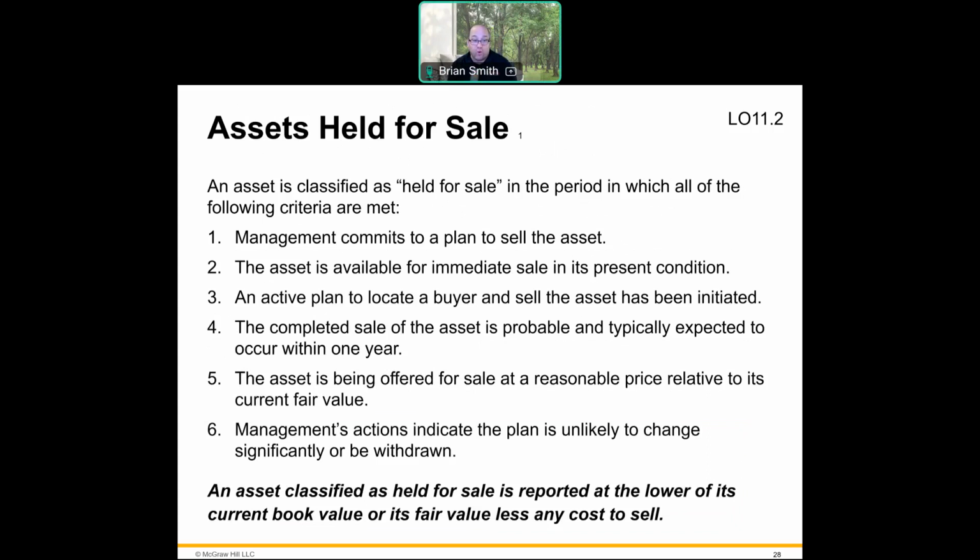It's reported at the lower of its cost or market or fair value, in other words, less any cost of sales. That's its net realizable value. Same thing we dealt with when we were dealing with inventory. Cost minus cost or fair value. It's basically inventory if we're holding it for sale. That's why we follow that rule. We're looking at it at this point as inventory.